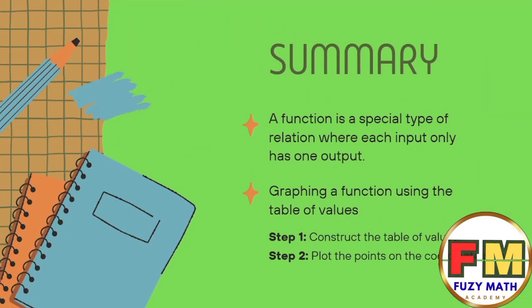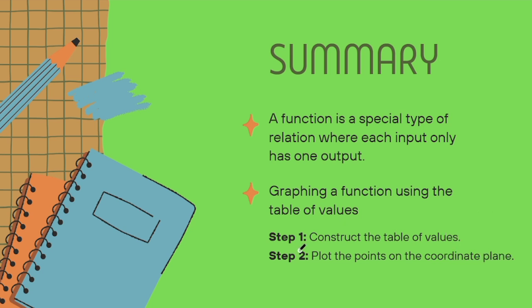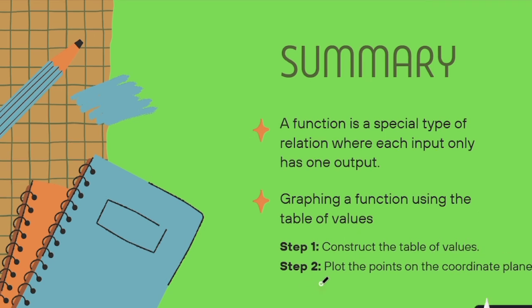Now summary. A function is a special type of relation where each input only has one output. Graphing a function using the table of values. Step 1. Construct the table of values. Step 2. Plot the points on the coordinate plane.